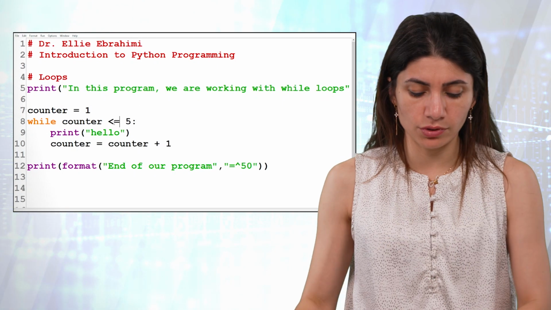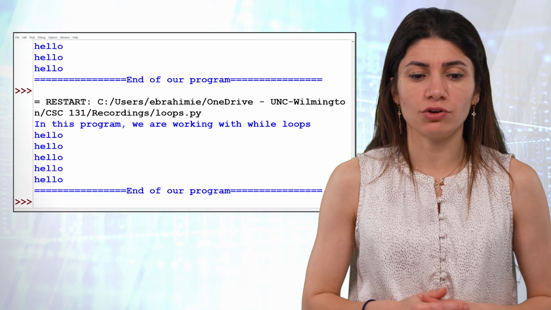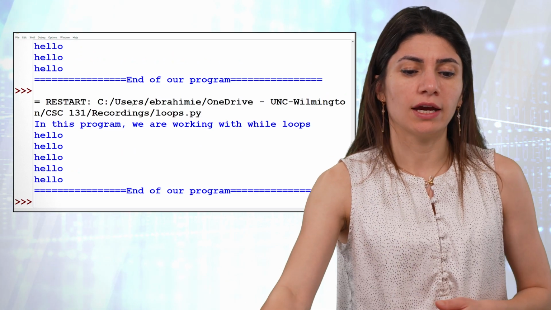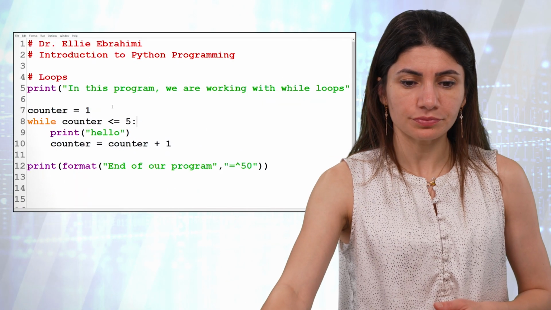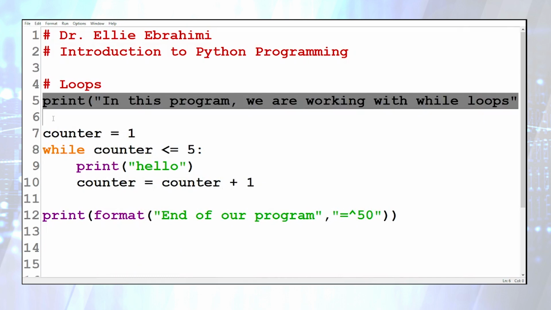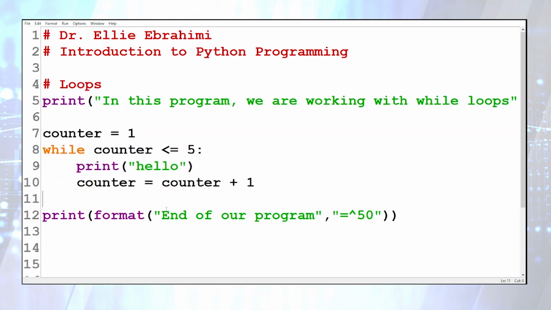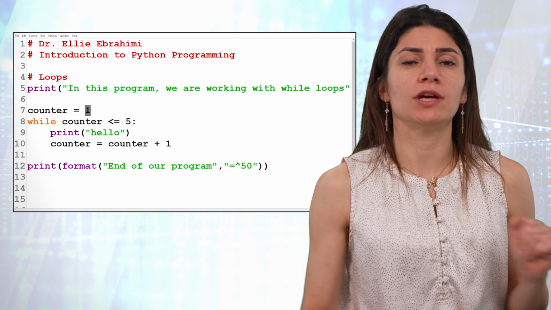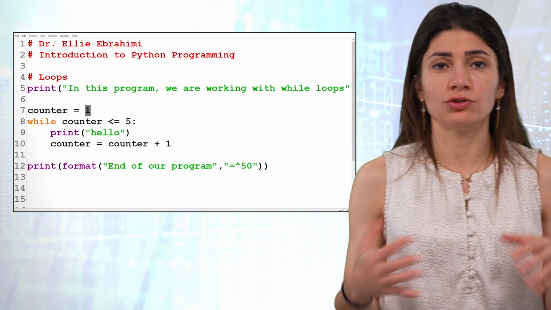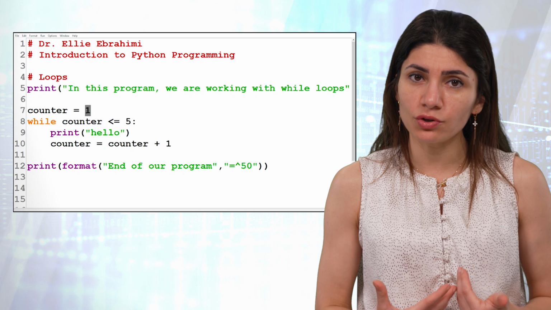So either of those ways is going to work, and you can try them and you will see you're going to get 5 hellos. So again, this is the start of your program. This is the loop that you have. It goes through and repeats something for you a number of times. In this case, we are repeating it 5 times. And then this is the end of your program.